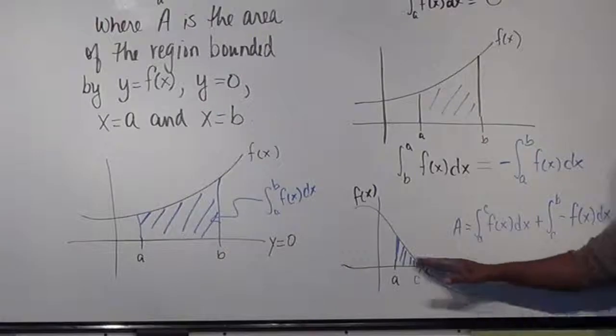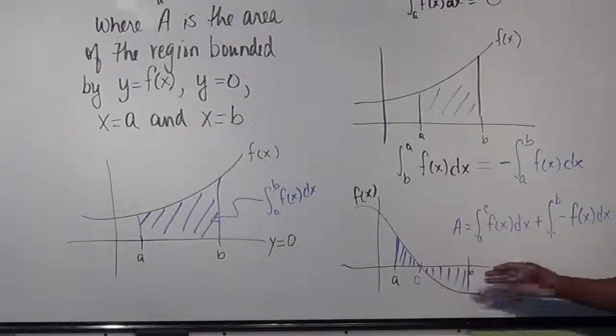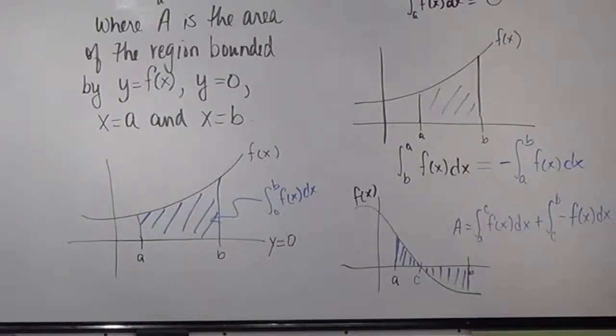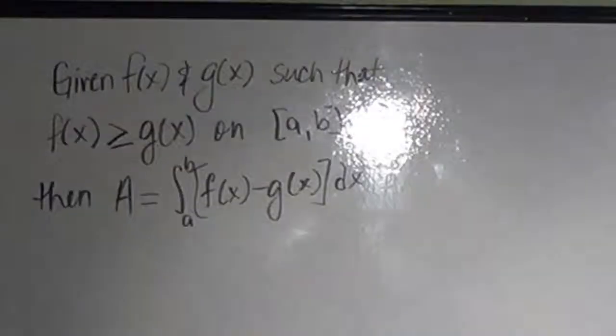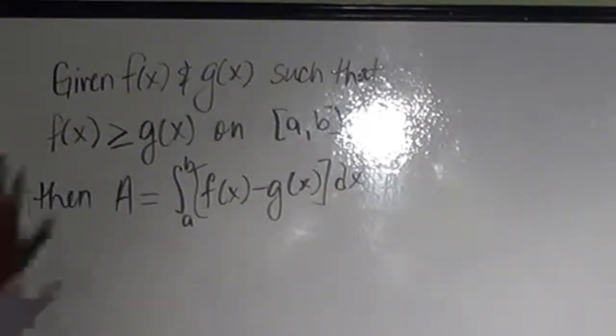But if I just take this region from c to b as is, and I say the integral from c to b of f of x, I'm going to get a negative number, and that's not going to make sense in terms of the area. And so here I'm going to have to split the positive and negative pieces and treat the negative pieces a little differently.